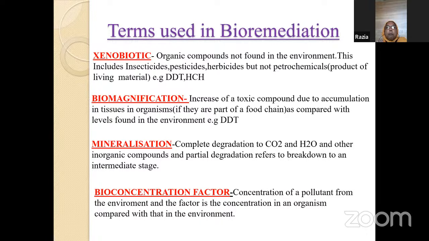And the last term is bioconcentration, in which the eventual increase in the concentration of pollutant leads to an increase of the concentration of pollutant in the organism. So these are the various terms used in bioremediation, and these need to be addressed by using different strategies of bioremediation. So for example, the level of oil spill will be different, and different strategies of treatment are to be adopted while planning bioremediation treatment measures. Next slide, please.